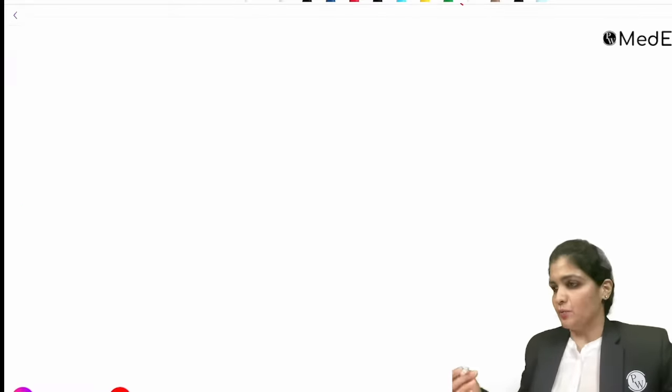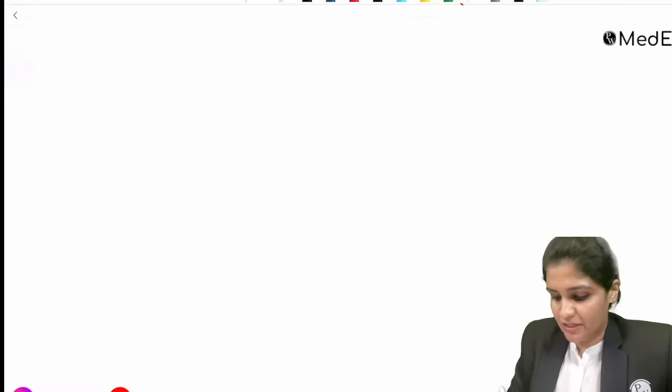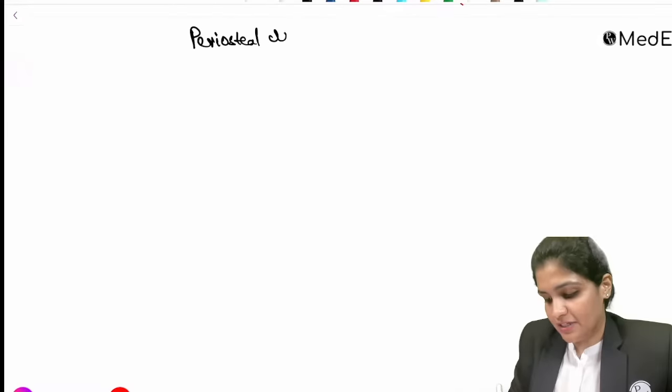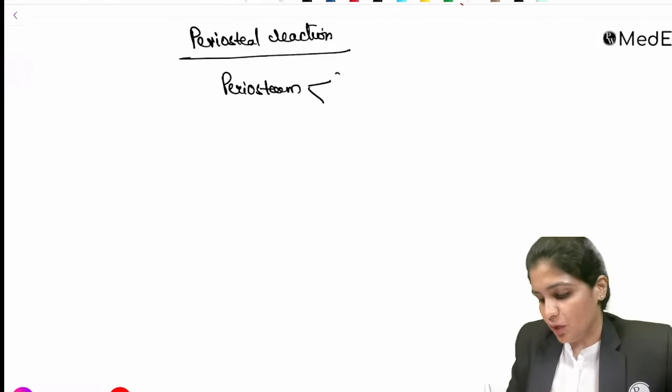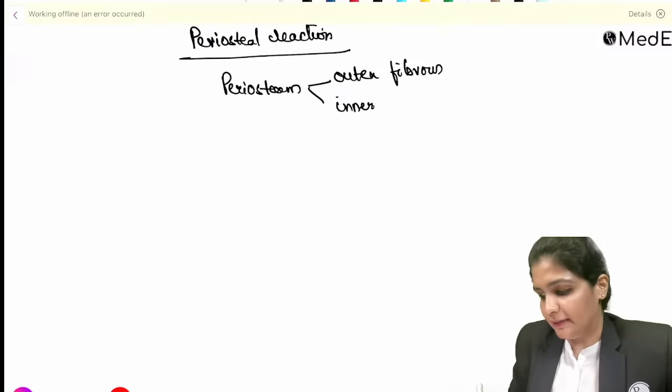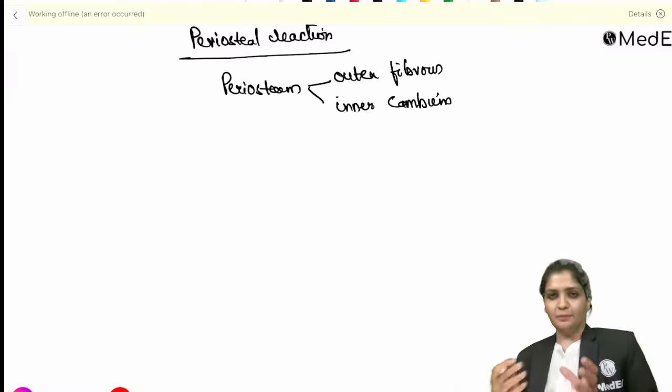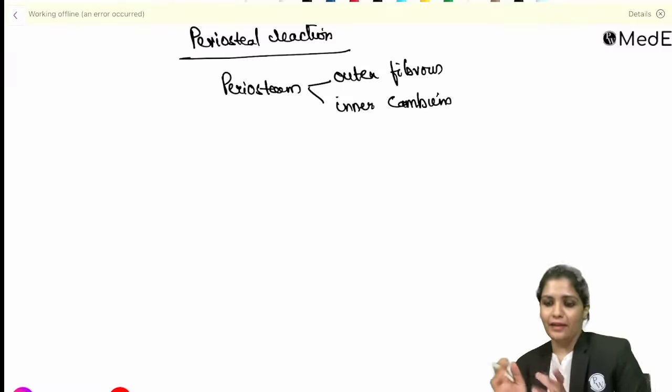So let's learn in detail about the periosteal reaction. Hence the question has come from periosteal reactions. So what is periosteal reaction? What is periosteum? Periosteum is nothing but a covering over the bone. It consists of two layers: the outer fibrous layer and the inner cambium layer. So two important layers are present in the periosteum.